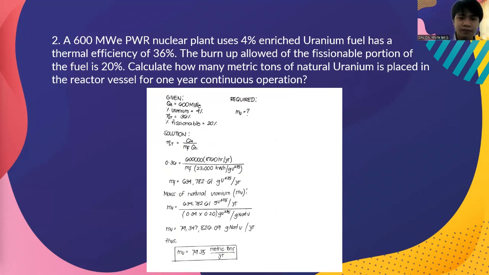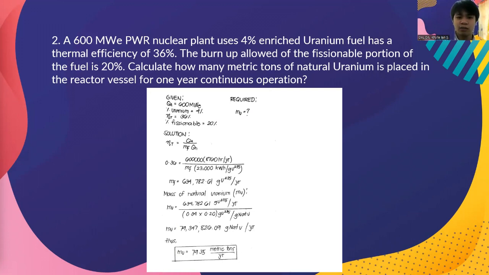So first, solve natin siya using the thermal efficiency. So thermal efficiency is equals to Q A over mass of fuel times the Q H. So 0.36 equals 600,000 kilowatts times 8,760 hours per year over M F times 23,000 kilowatt hour over gram of uranium. So upon solving, makukuha natin na mass ng fuel is 634,782.61 grams of uranium per year.